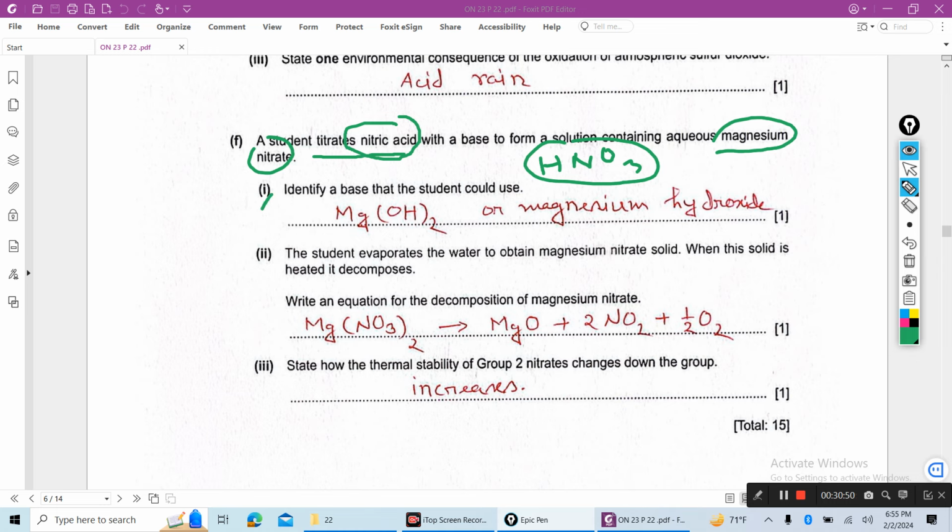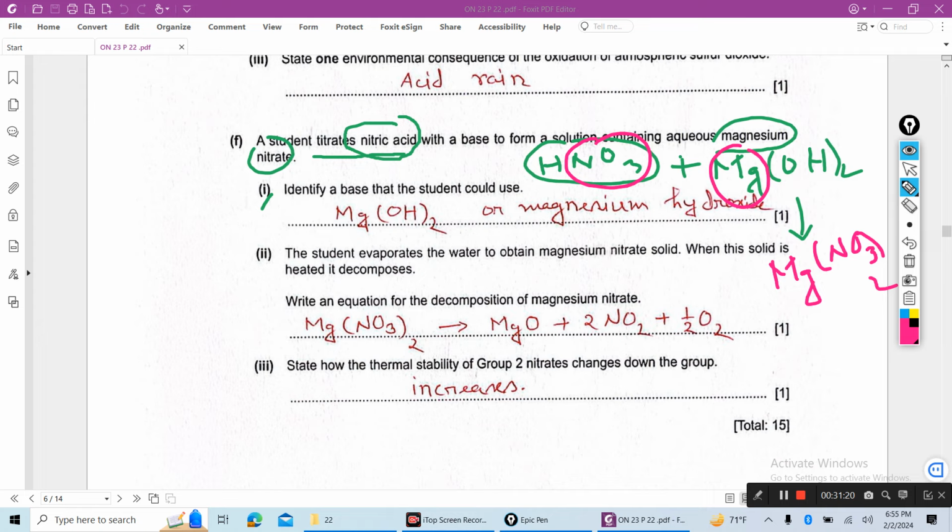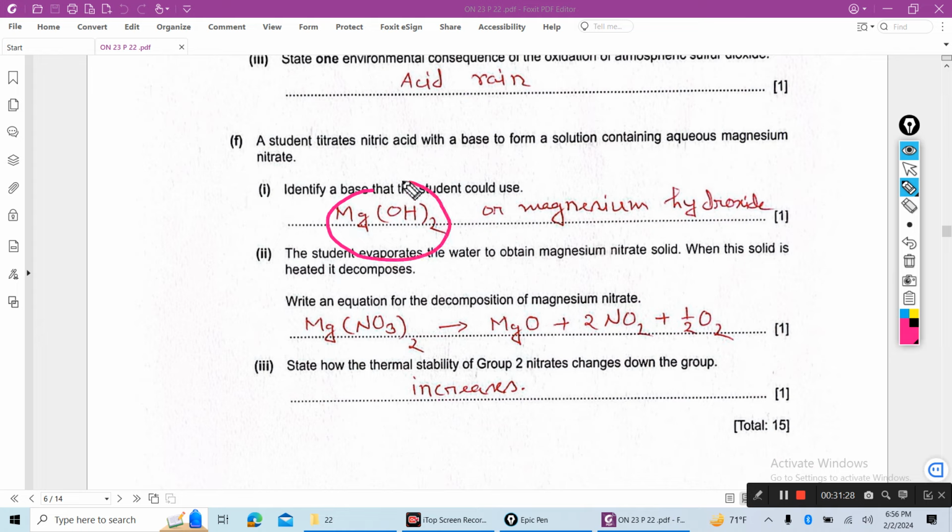Number one, identify a base that the student could use. Nitric acid plus magnesium hydroxide base. Magnesium reacts with nitrate ion, so magnesium nitrate will be produced. So the student could use magnesium hydroxide. You can write the formula or the name, magnesium hydroxide.